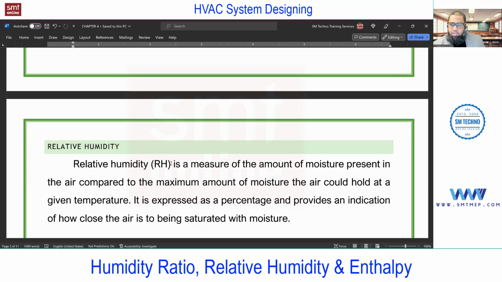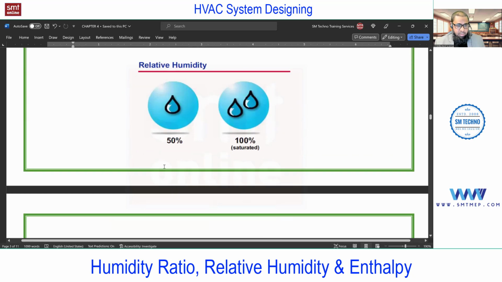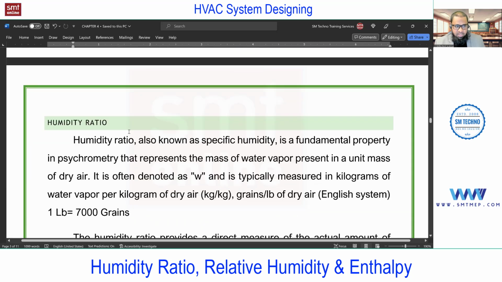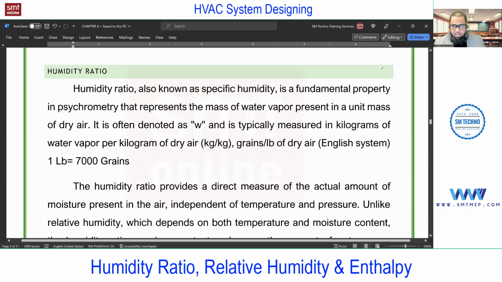Just now we discussed, no? The moisture present in the air is humidity, or the moisture content is humidity. Then what is relative humidity? The name will give you some idea. Relative means it's relating with something. So better to discuss first humidity ratio, then relative humidity. First, let me explain humidity ratio. Then we'll talk about relative humidity.